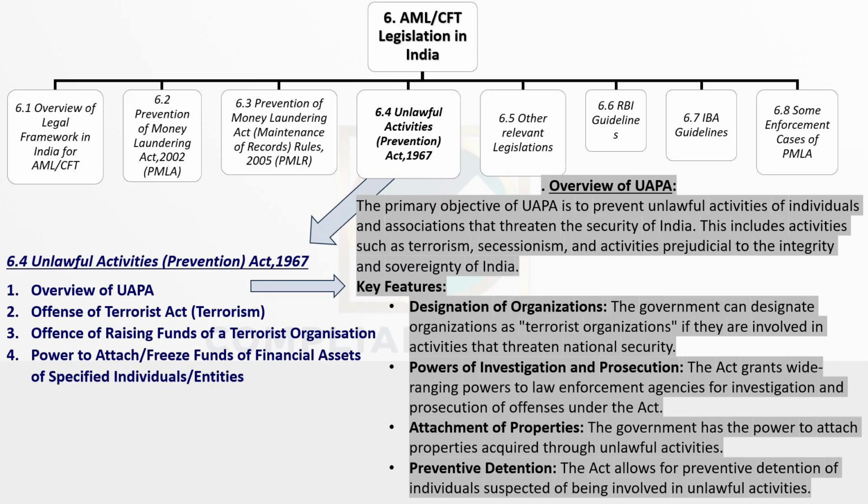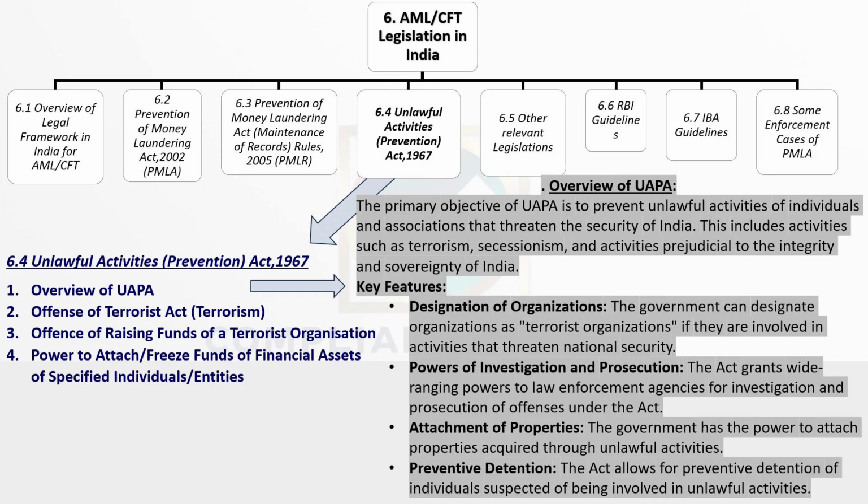Key features. 1. Designation of organizations as terrorist organizations. The government can declare any organization a terrorist organization if it is involved in activities that are dangerous to the country's security or public safety. An example. The government of India has designated several organizations such as Lashkar as terrorist organizations because they engage in attacks on Indian soil.